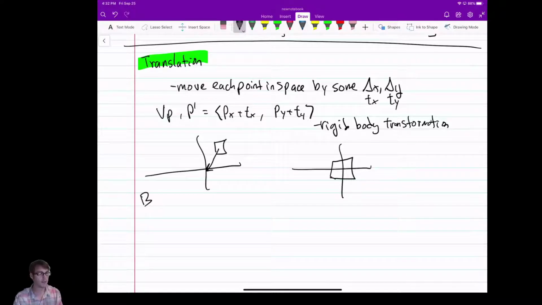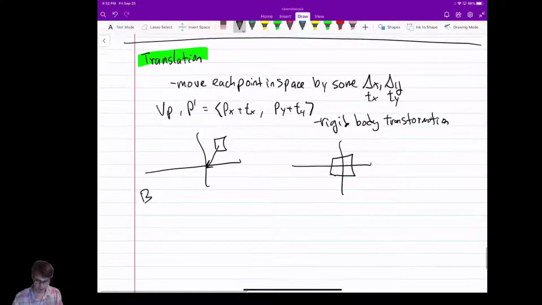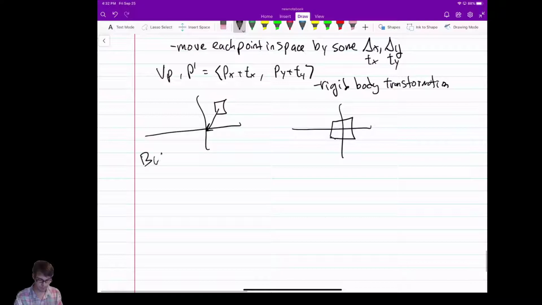All right. So I got lost there. But how can we do this using matrix multiplication? It's actually pretty tricky.